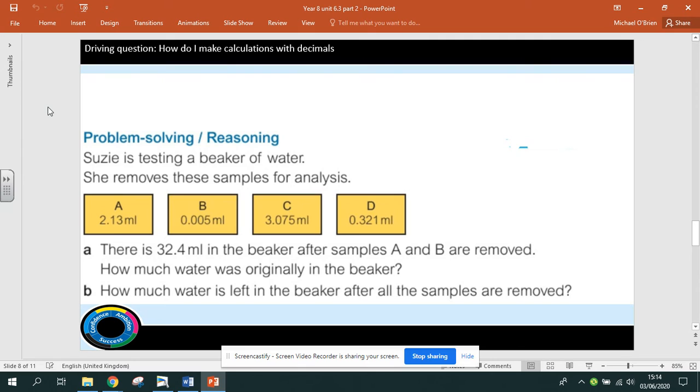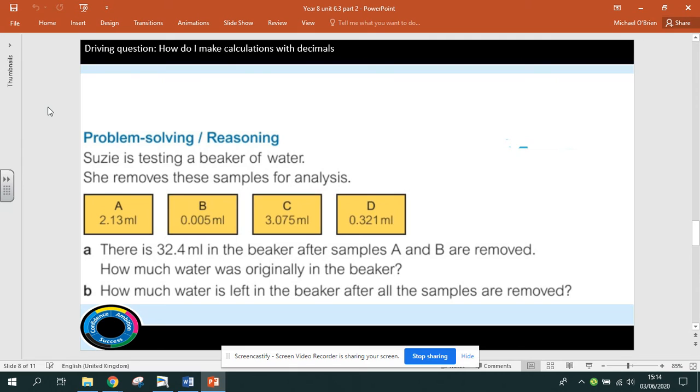Okay, Susie is testing a beaker of water. She removes these samples for analysis. A, B, C and D, with different volumes in each. There's 32.4 millilitres in the beaker after samples A and B are removed. How much water was originally in the beaker? How much water is left in the beaker after all the samples have been removed?